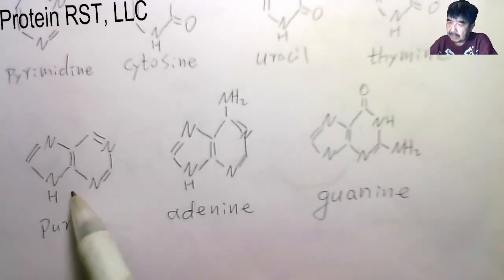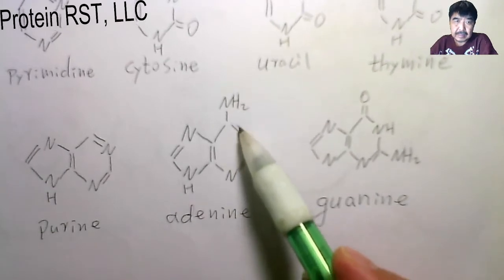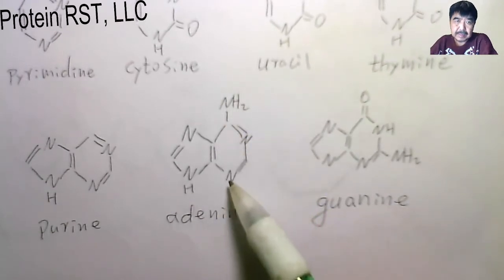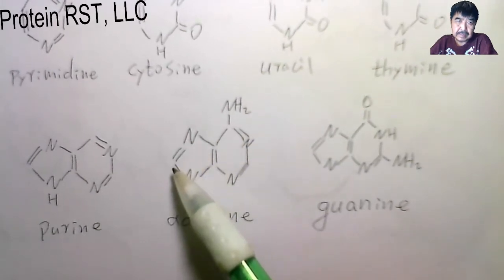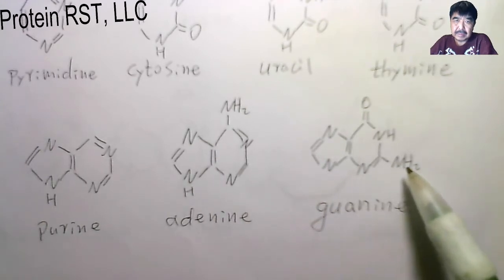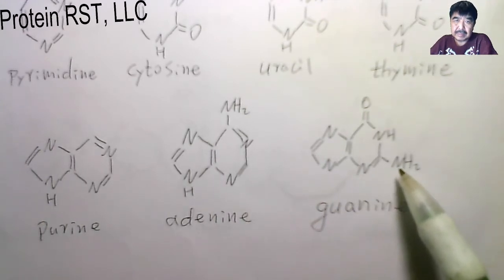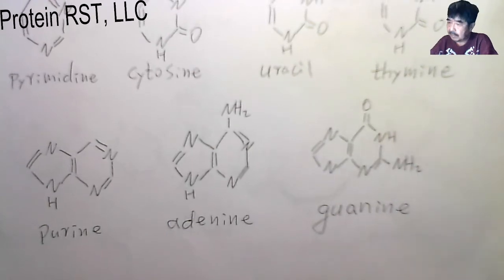This is purine. This is a 2-ring compound. Adenine has an amino group at the C4. The numbering is 1, 2, 3, 4, 5, 6, 7, 8, 9. Guanine has an amino group at the C2 and a carbonyl group at the C4.